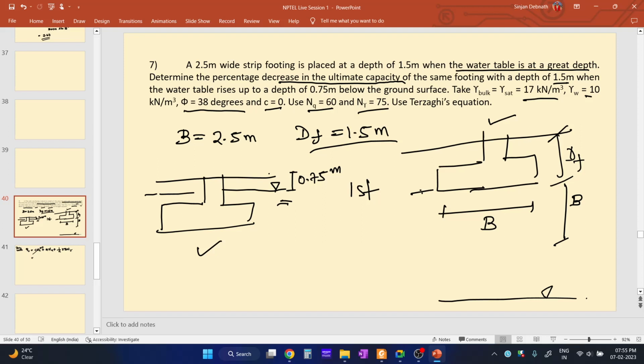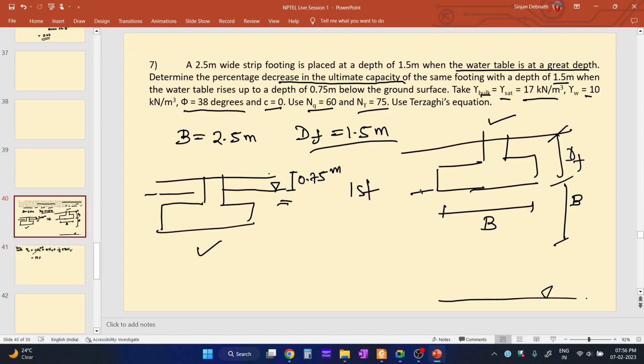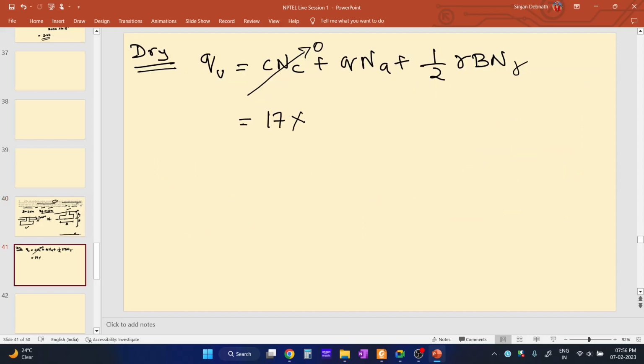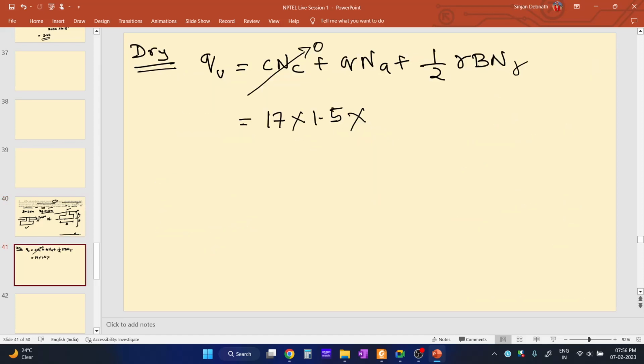In the dry case, we can see gamma bulk equal to gamma sat is 17. So 17 into Df. So q means 17 unit weight into Df. What is the value of Df? The value of Df is 1.5 meter. And what is the value of Nq? Nq is 60.